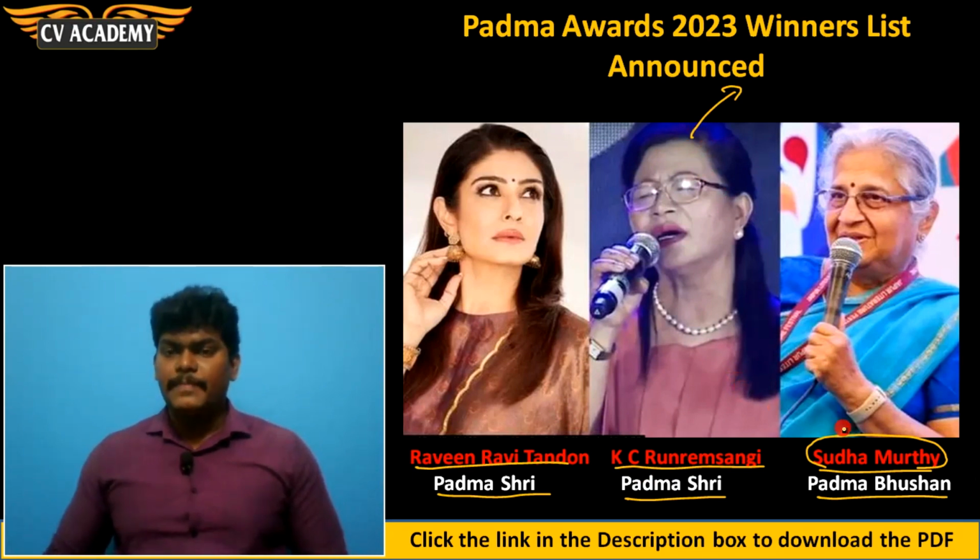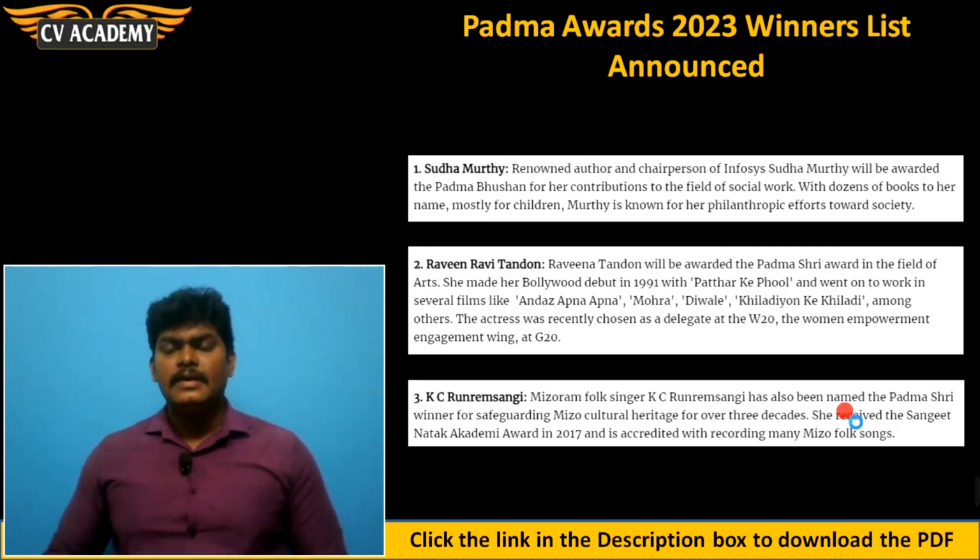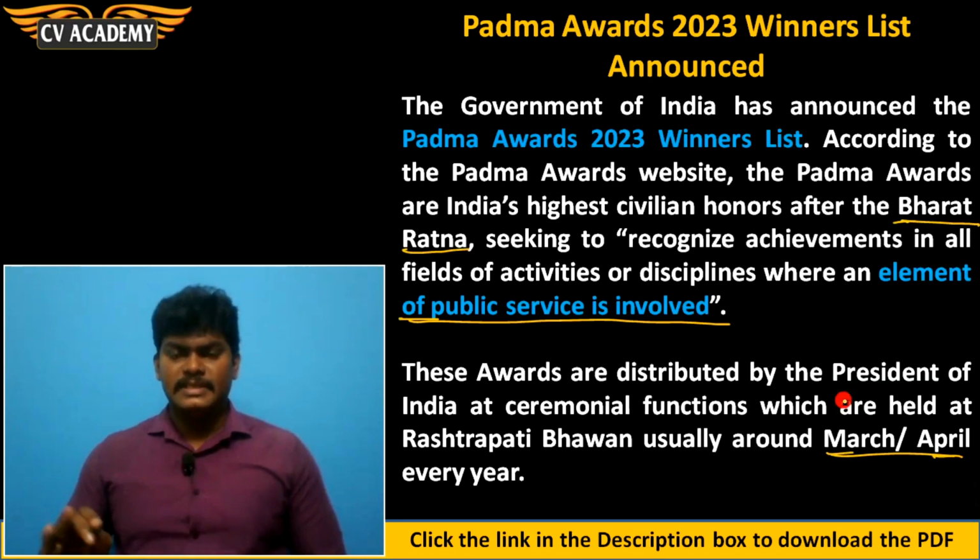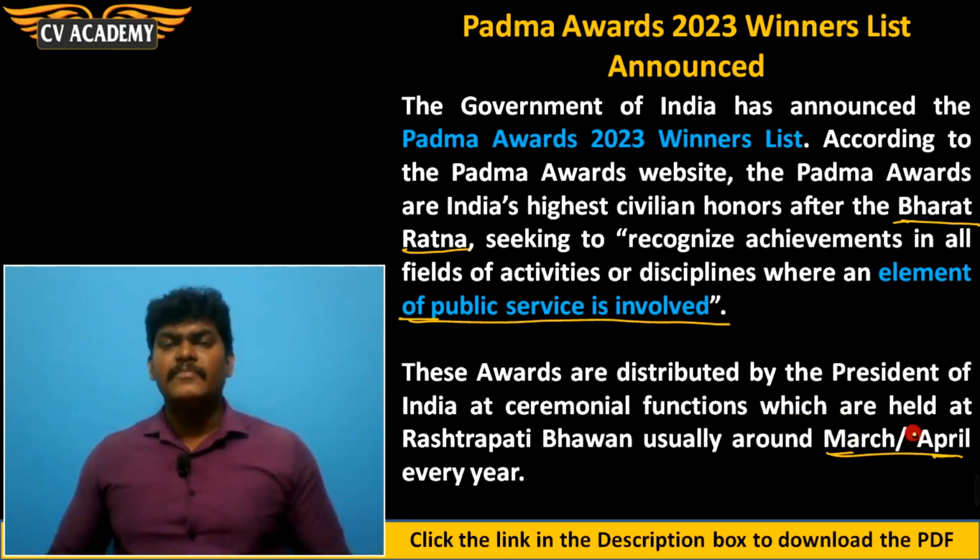9 people have won the Padma Bhushan Award. Among them, Sudha Murthy ma'am is also there. Then 6 people have won the Padma Vibhushan Award for this year. The winners list is actually announced in the January 4th week, and the award will be given in the month of March or April. So, the winners list is announced for the Padma Awards 2023. That's the news they have given.